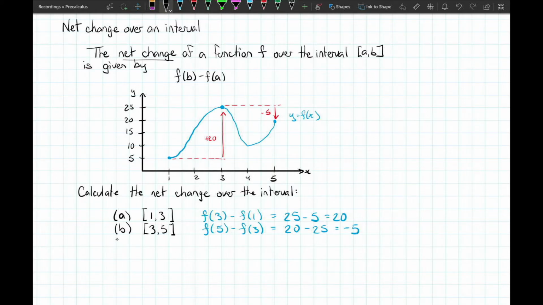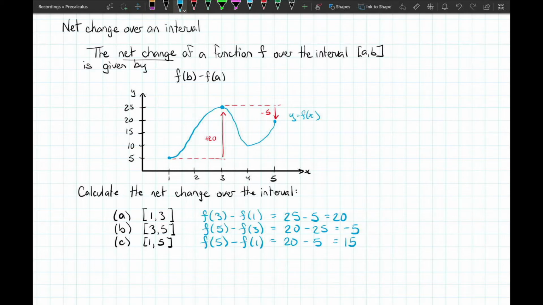Now notice what happens if we wanted to find the net change over the interval from 1 to 5. F of 5 minus f of 1, final minus initial, that'll be a final coordinate of y equals 20, and an initial coordinate y equals 5, which ends up being 15. And notice what happens. That is precisely the net change from 1 to 3 plus the net change from 3 to 5. This is essentially what is displacement of an object as opposed to distance.